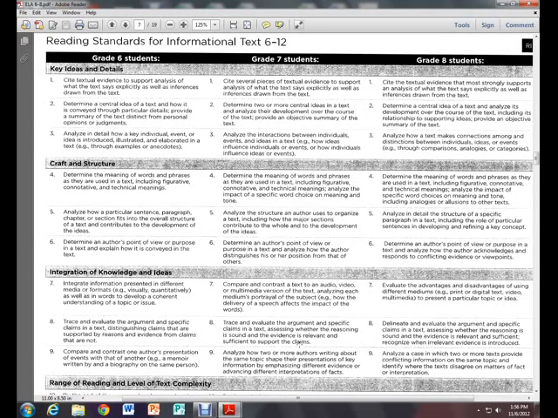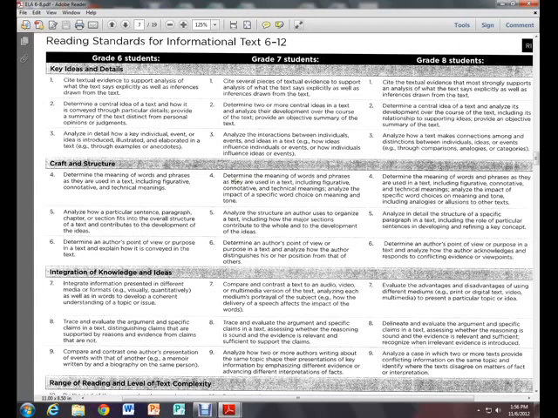So right now we're looking at the ELA packet that was handed out a couple Fridays ago. And more specifically, we are looking at page 39, Reading Standards for Informational Text 6 through 12. And more specifically, we're going to look at 7th grade ELA students, and we're going to go down to standard number 4. Standard number 4 says, determine the meaning of words and phrases as they are used in a text, including figurative, connotative, and technical meanings. Analyze the impact of a specific word choice on meaning and tone.